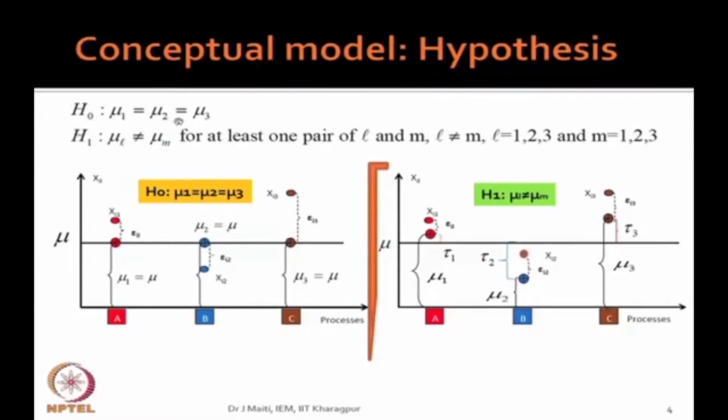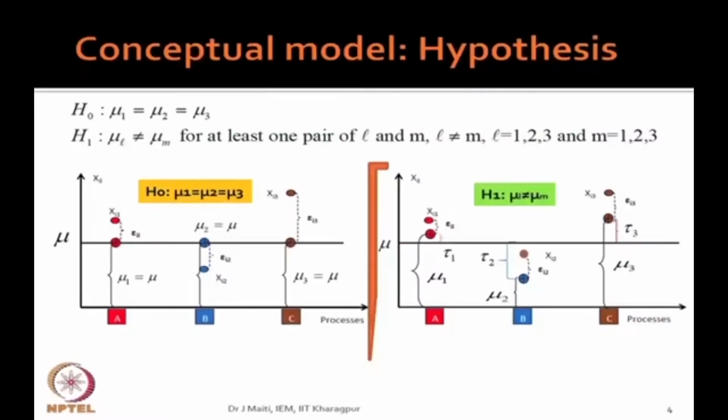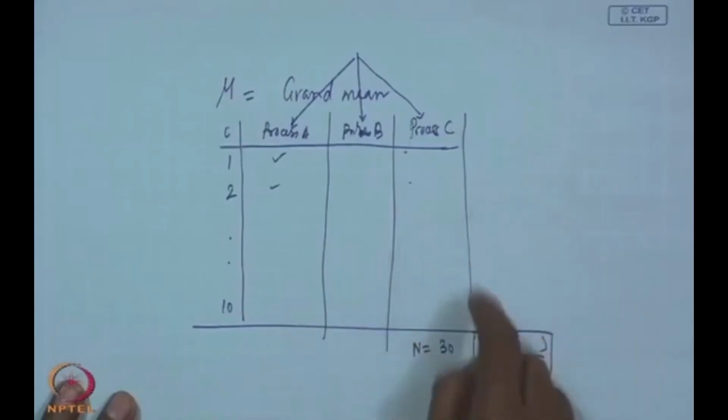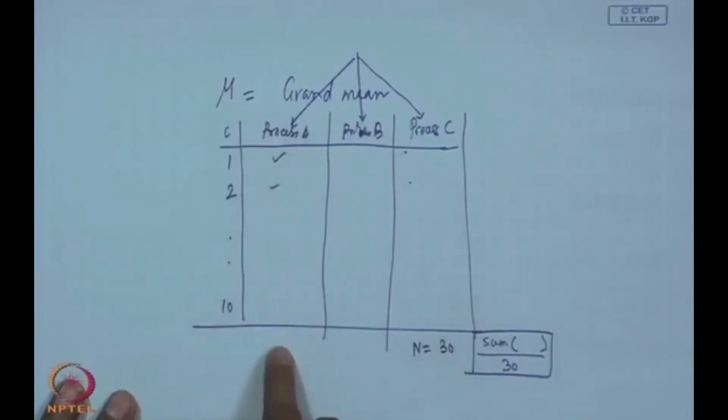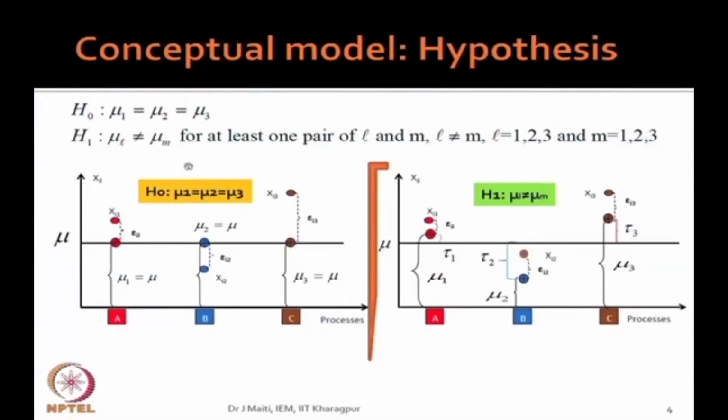When the null hypothesis is true, that means mu 1 equals mu 2 equals mu 3, then it will be equal to mu, because you are collecting 10 samples from each of the populations. When the null hypothesis is true, what will happen? You compute the process A mean, process B mean, process C mean, and the grand mean, and you will find that they are equal, because it is obvious.